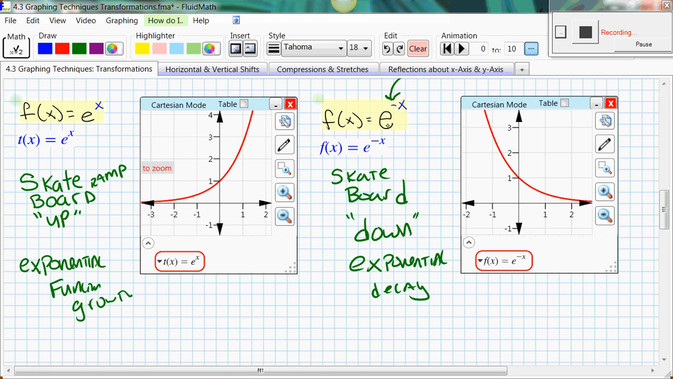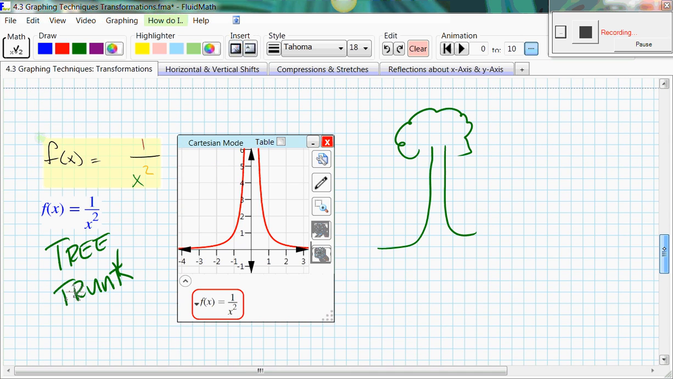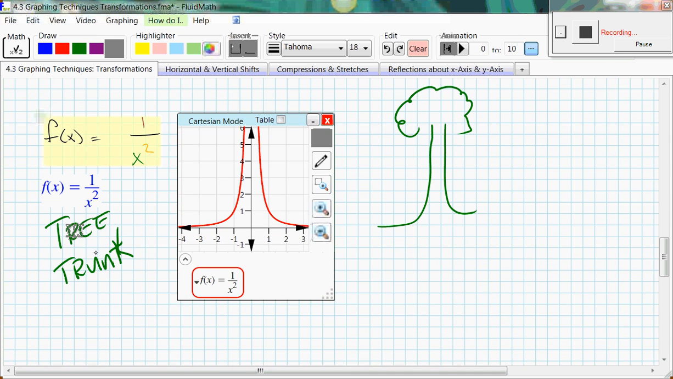And this one is similar. The next one, f of x equals e to the negative x. Notice you have a negative exponent. Well, the silly name we're going to give that is a skateboard ramp going down, and this represents exponential decay. So the figure looks like a skateboard ramp going down. There you go, like that. Okay, exponential function.